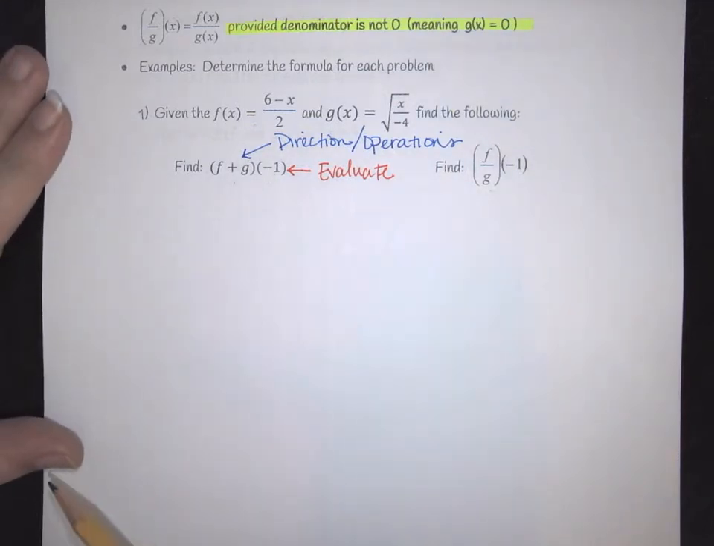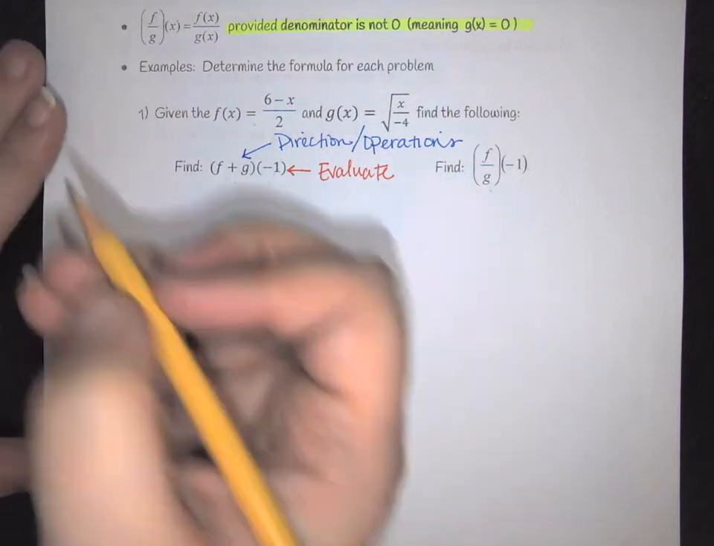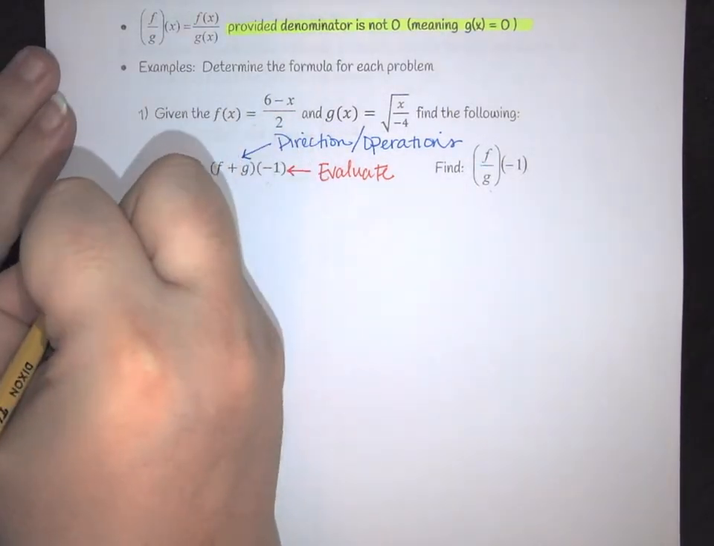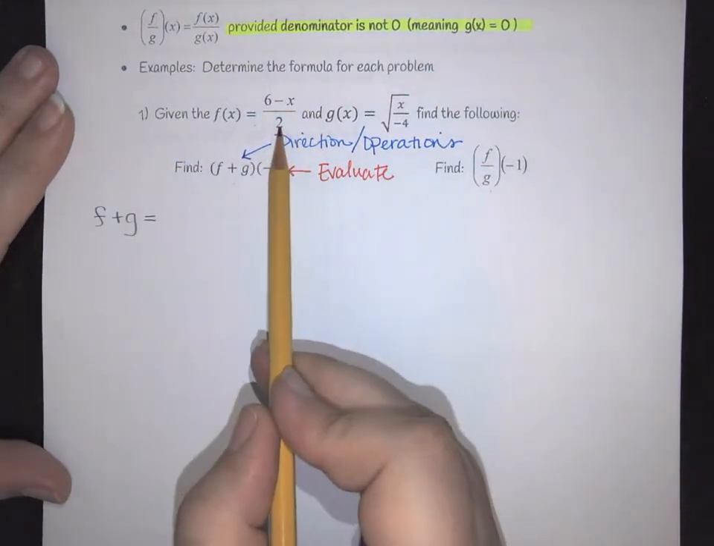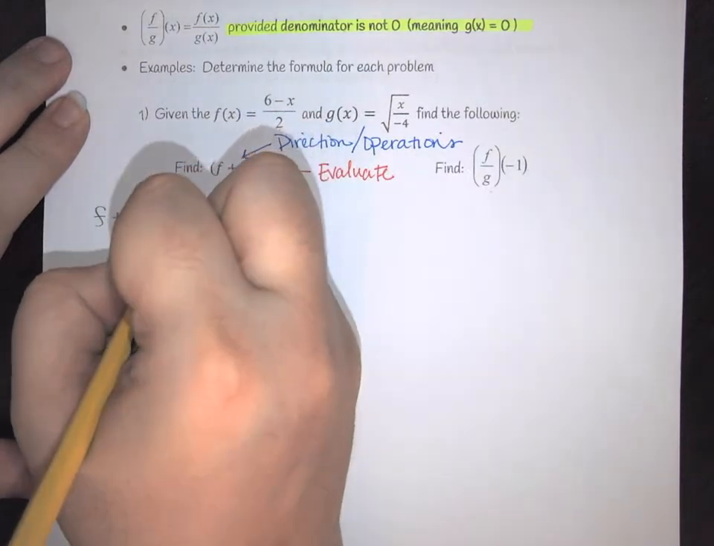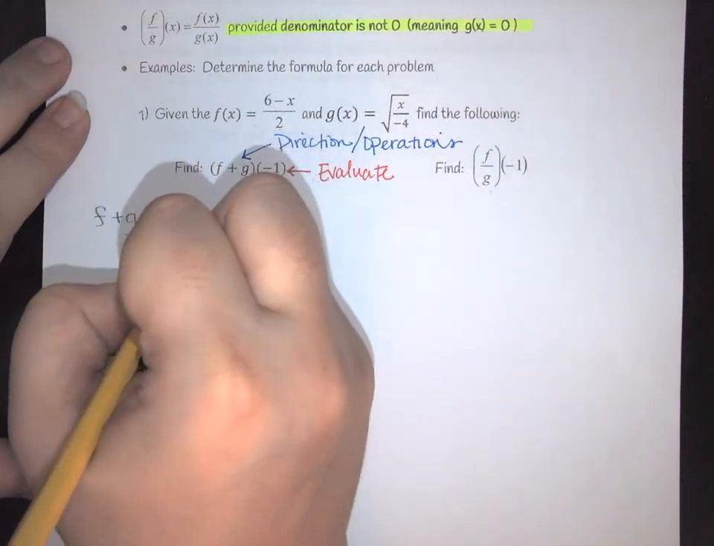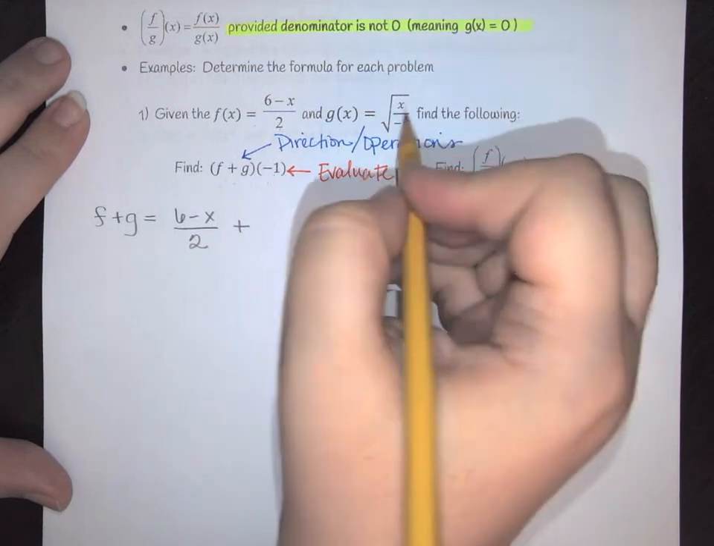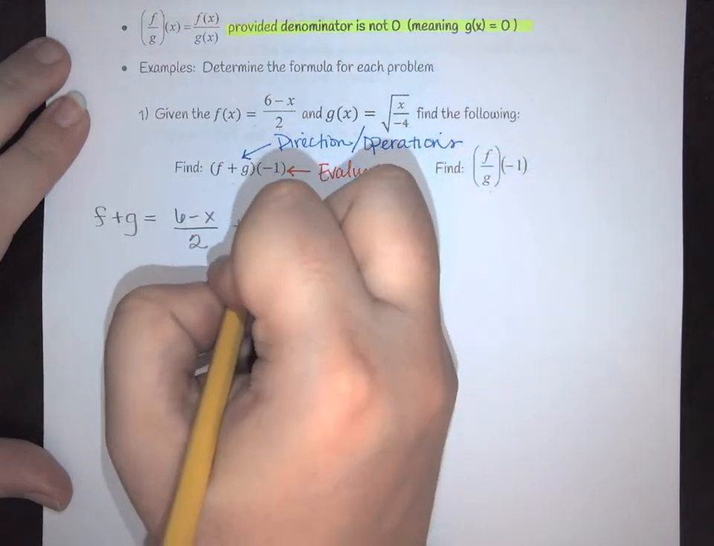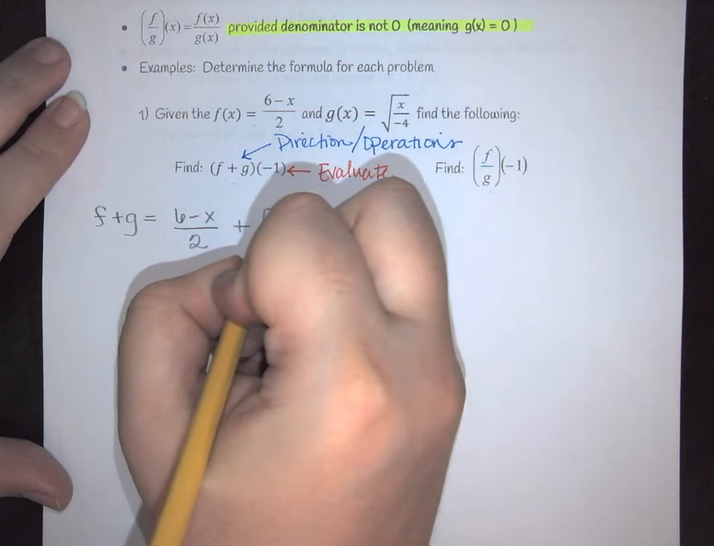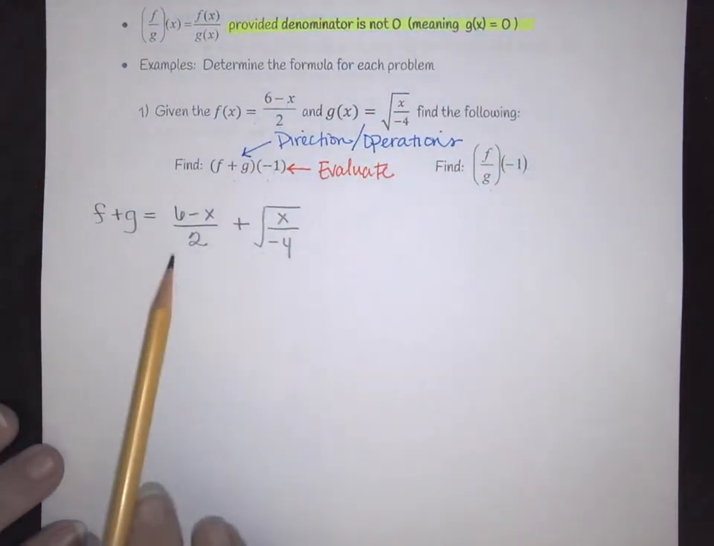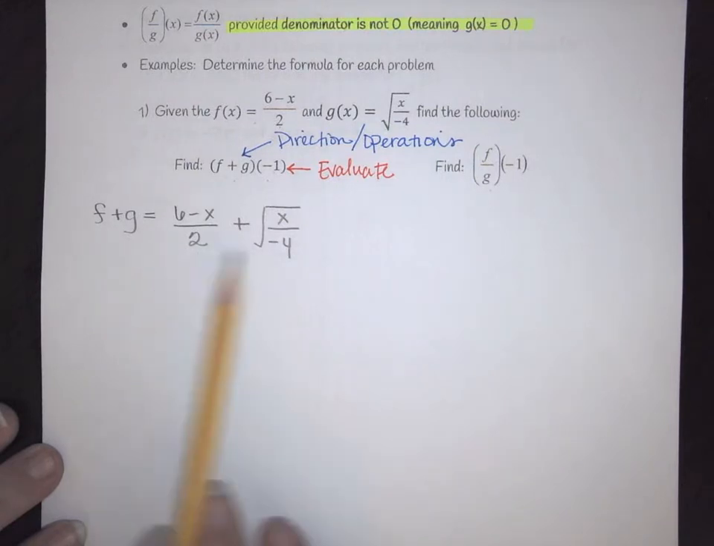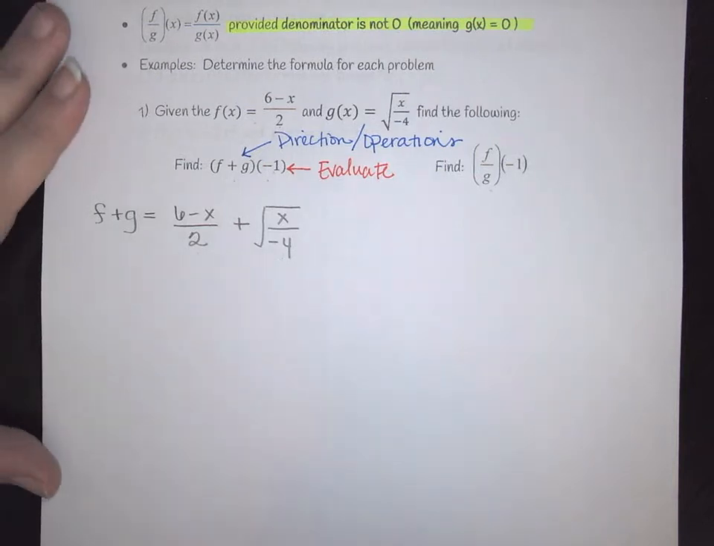The first thing you have to do is your operation. So the first thing that we're going to look at is f plus g. So in doing that, my f is going to be 6 minus x all over 2, and we are going to add that to g, which is the square root of x over -4. Now, in looking at these, there's absolutely nothing that I can do to combine them, so I have successfully added them together.